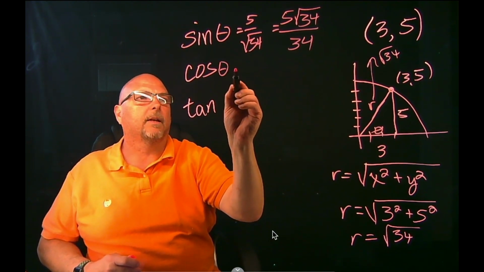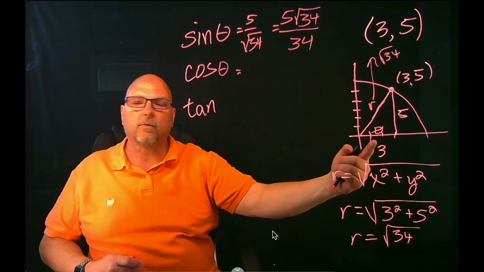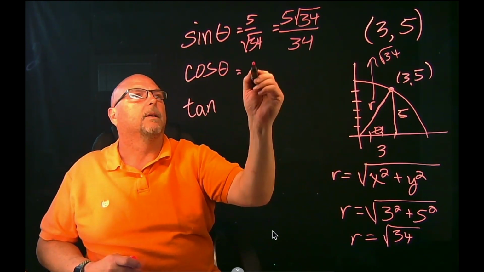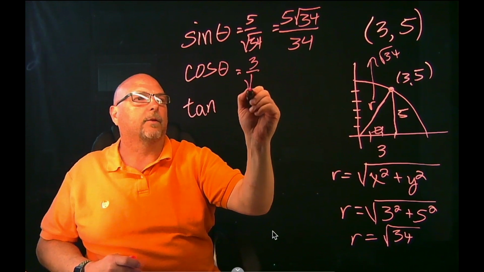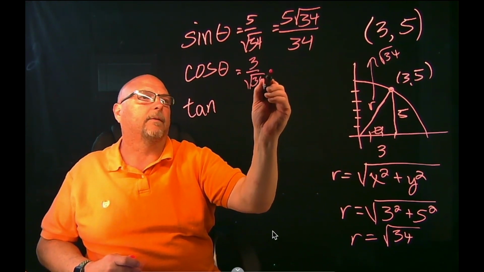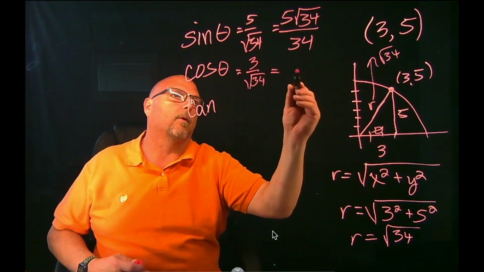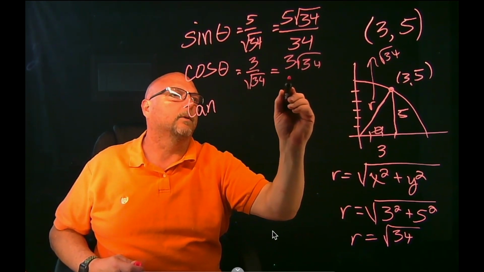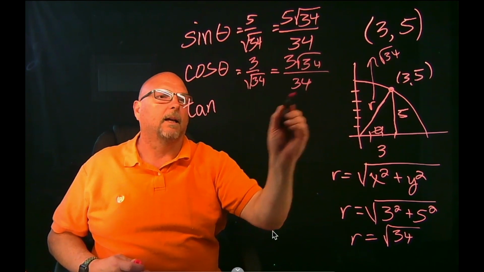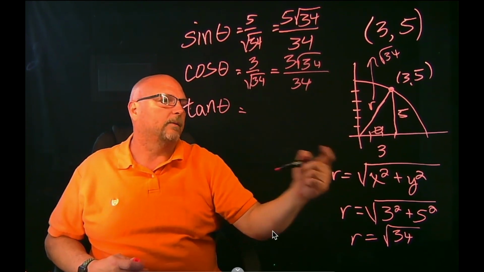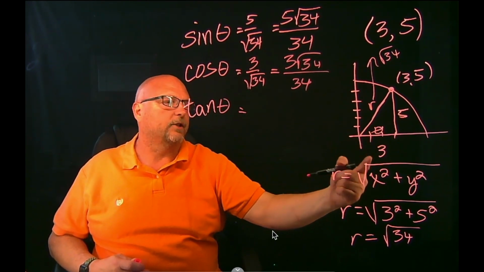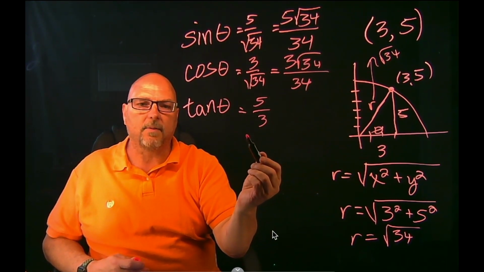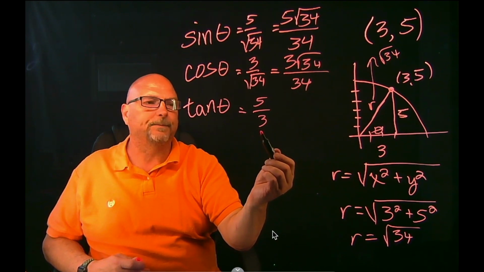All right, a similar thing is going to happen with the cosine. I have 3 over radical 34, that simplifies into 3 root 34 over 34. That's a square root symbol. And then the tangent of this angle is opposite over adjacent, so 5/3. Easy enough. This one does not need to be simplified because there's no radical in it.